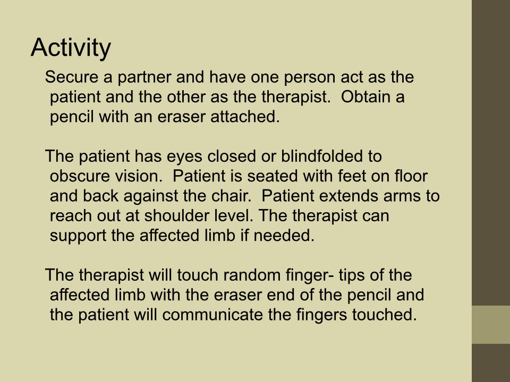The patient will extend arms to reach out at shoulder level, and the therapist can support the affected limb as needed. The therapist will then touch random fingertips of the affected limb with the eraser end, and then the patient will try to tell you which areas of their fingers or feet are touched. This is to determine the extent of sensory impairment following a stroke or other neurological impairment.